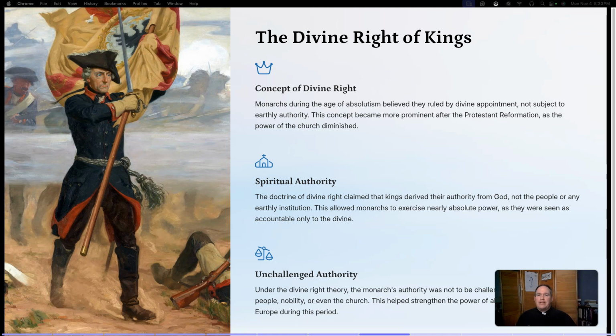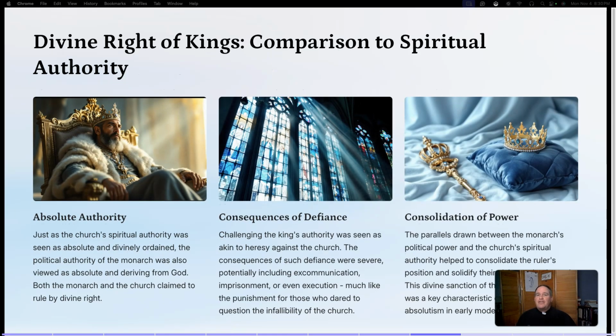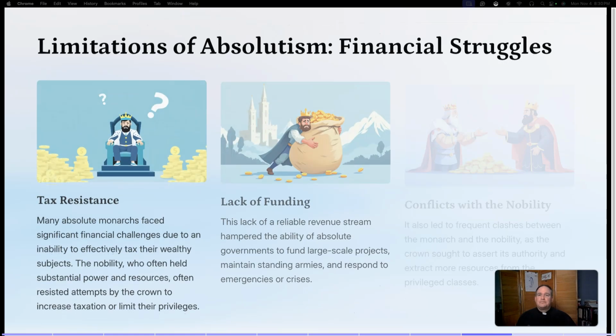by earthly institutions. And the divine right of kings drew parallels between the absolute authority of the church and that of the monarch. Just as church power was seen as divinely ordained, so was the monarch's. Challenging the king's authority was akin to heresy, resulting in severe consequences. This divine sanction was crucial for consolidating the monarch's position and legitimating their absolute rule.